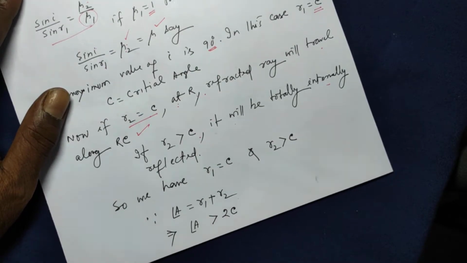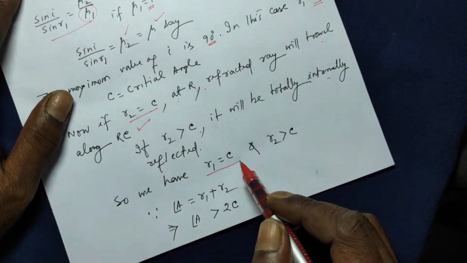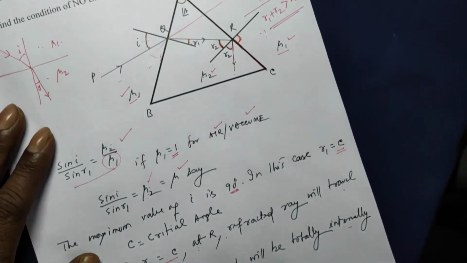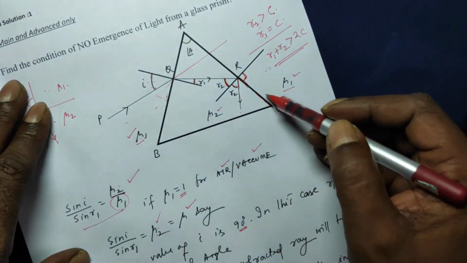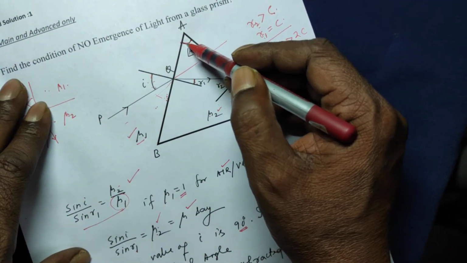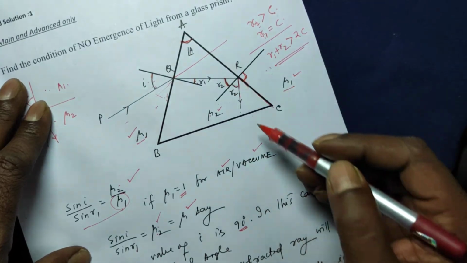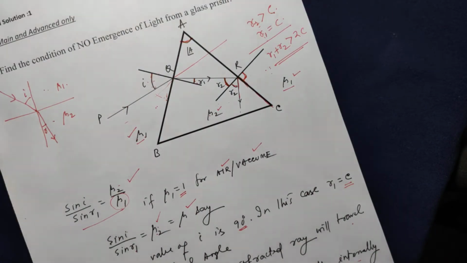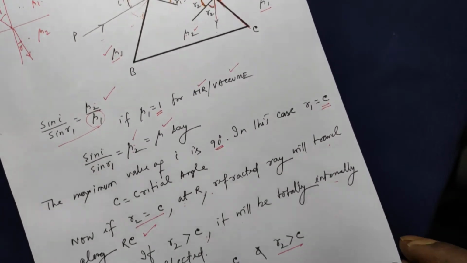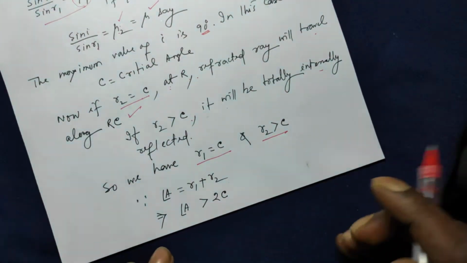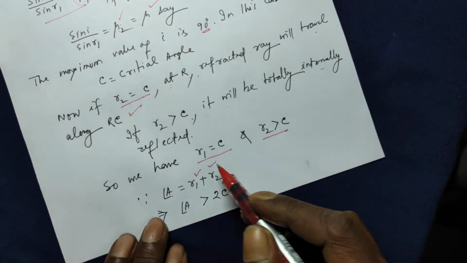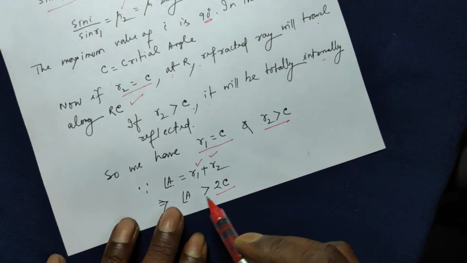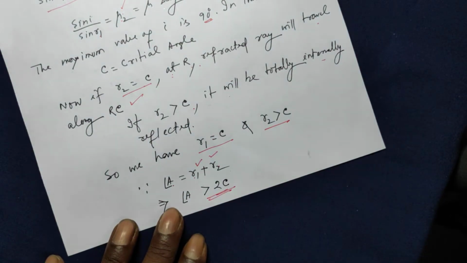Now, so we have two things. R1 is equal to C and R2 is greater than C. And we know for a prism, the angle of the prism, also called the refracting angle, is always equal to R1 plus R2. That you must have derived in your college or school days. So I'll put that condition here. Angle A is always equal to R1 plus R2. And I just explained how R1 plus R2 is greater than 2C. So angle A is greater than 2C.